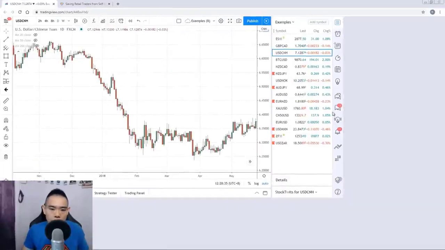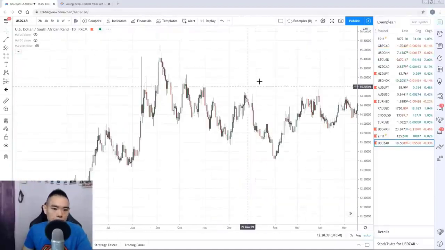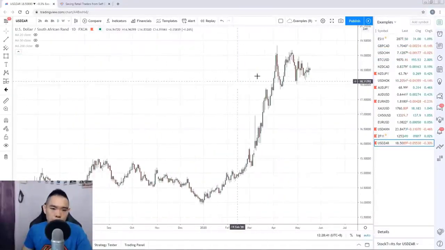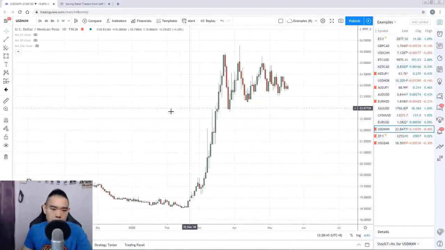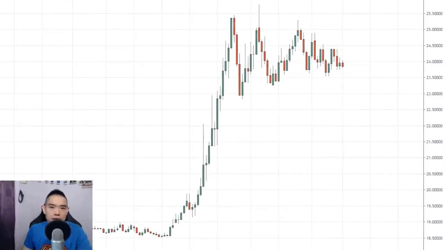Okay, so to kick things off, the last example is dollar against the African rand. We can use this, or I think we can even use dollar Mexican if you want to. Okay, so let's look at dollar Mexican. At this point, we can see that this market is in an uptrend, and it's consolidating between these highs and these lows.